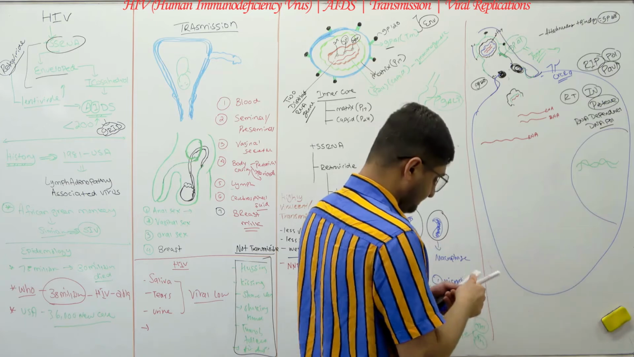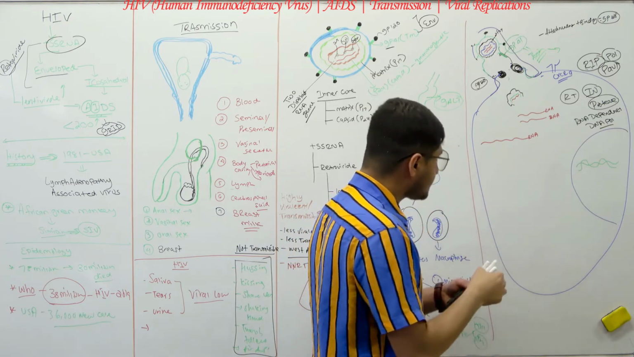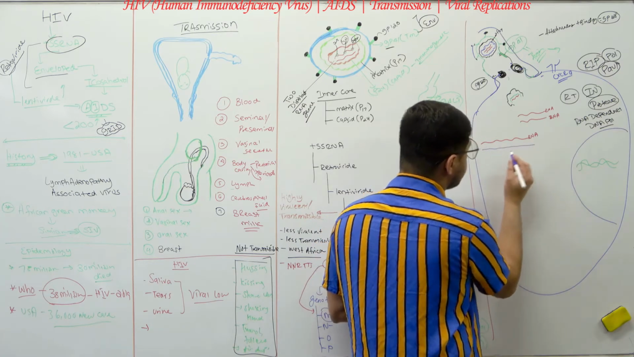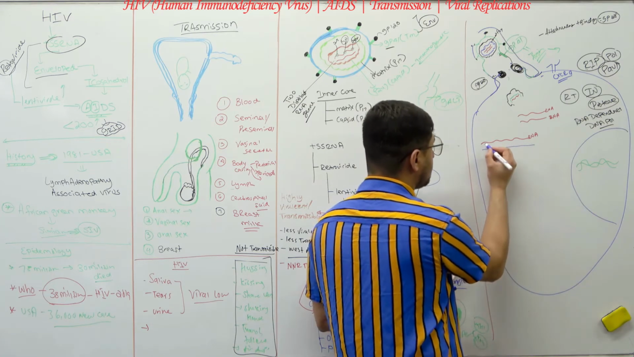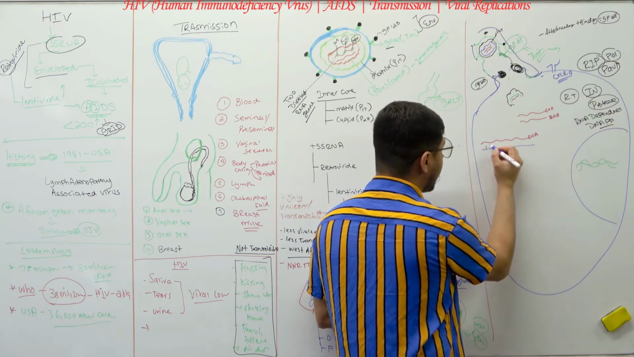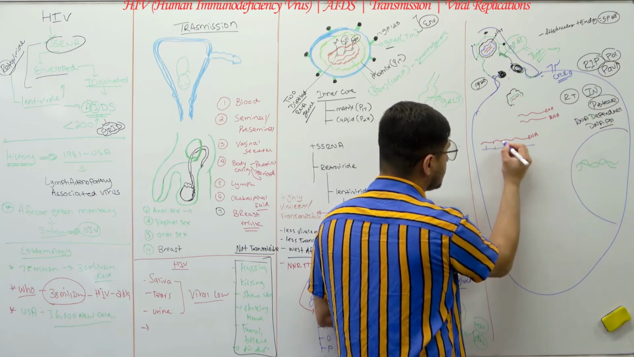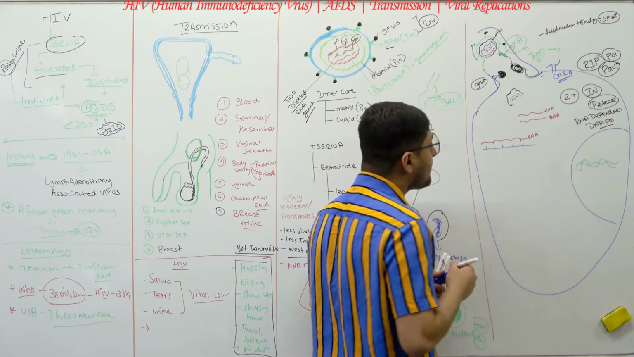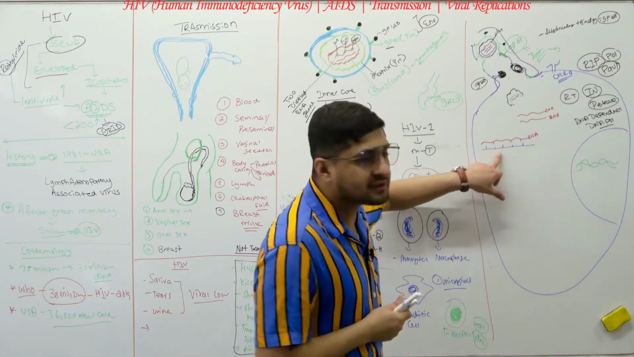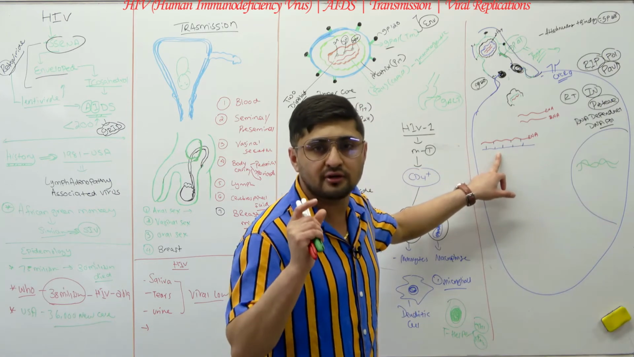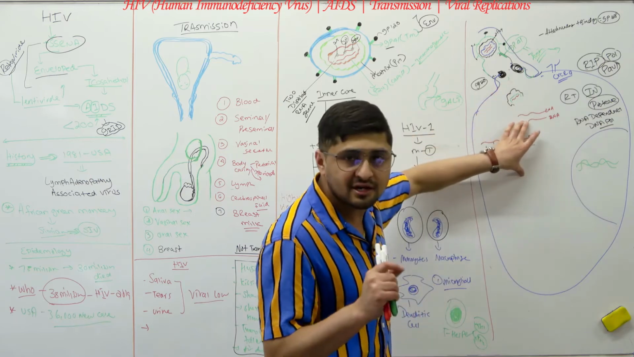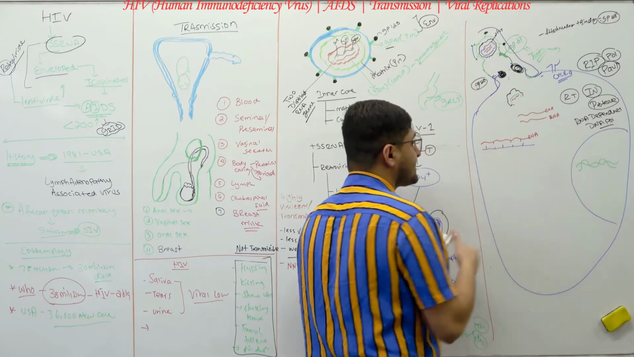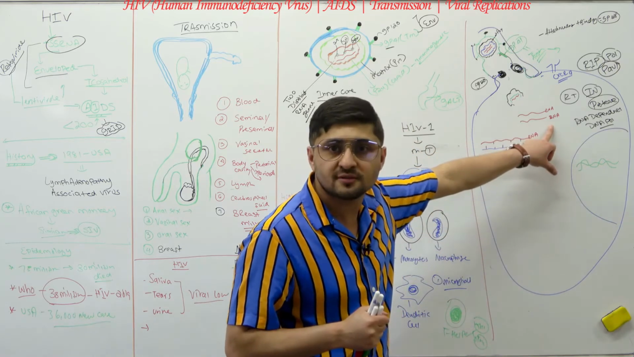What happens is that the reverse transcriptase is going to start synthesizing, making a complementary strand of this RNA genome. Now, how do they get the nucleotides? They use our nucleotides that are present in our cells, in our cytoplasm, and they make the complementary strand of this RNA. That's what this reverse transcriptase is doing.